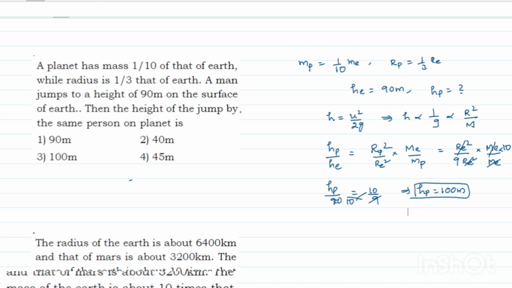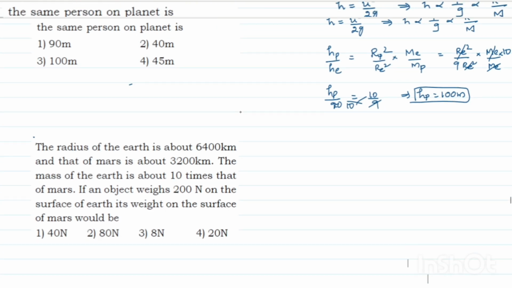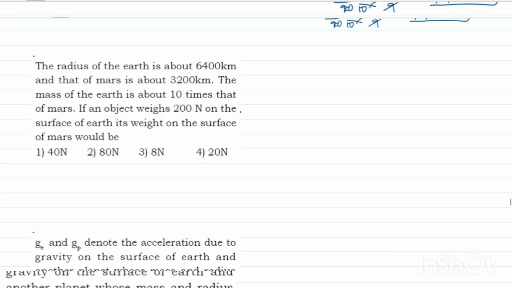So the next question says the radius of the Earth is 6,400 kilometers and that of Mars is 3,200 kilometers. The mass of the Earth is 10 times the mass of Mars. If an object weighs 200 newtons on the surface of the Earth, they are asking its weight on the surface of Mars.